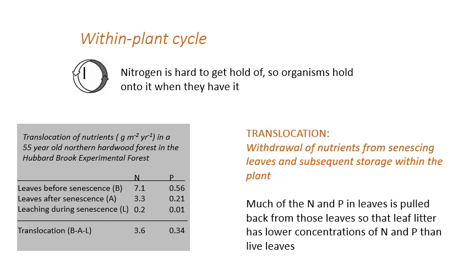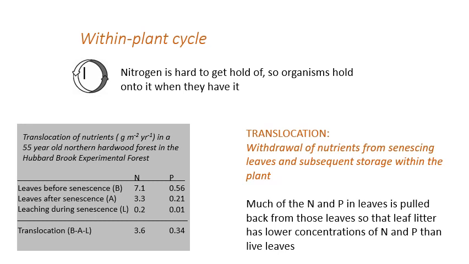Now, nitrogen is hard to get hold of, so plants and animals don't let go of the nitrogen that they have taken up easily. For example, plants, before dropping their leaves, will translocate as much of the nitrogen in the leaves that they can back into their stems and their phloem, so it can be used again to make the next leaf. The word translocation means the withdrawal of nutrients from senescing leaves and subsequent storage within the plant.